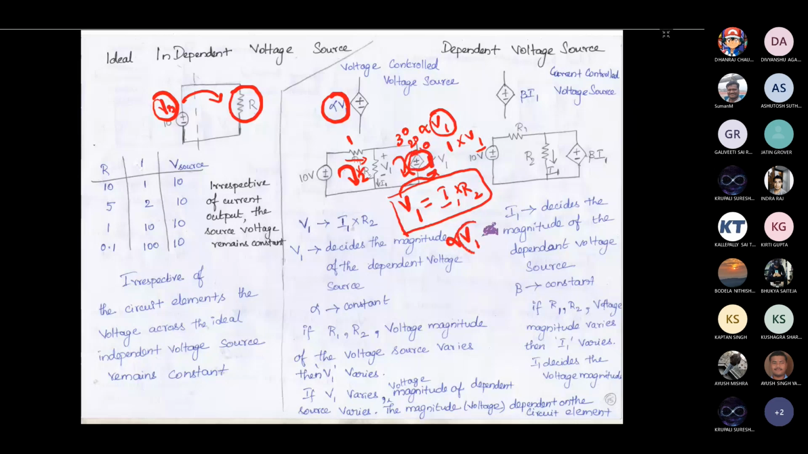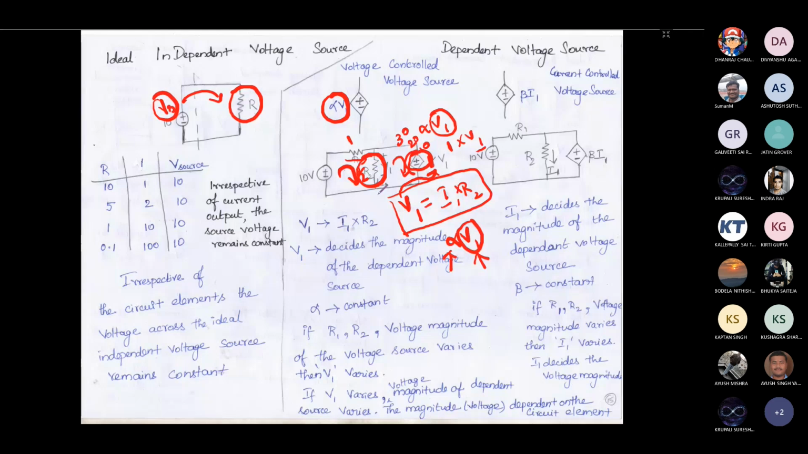That V1, this alpha is a constant, so you forget about it. So this V1 is completely dependent on some other parameter. Some other parameter means here this voltage is dependent on the resistor here, right? So that's why this voltage magnitude is dependent on some other circuit element. So this is a dependent voltage source. Dependent voltage source in the sense this voltage magnitude is decided by some other parameter's voltage. Okay, so it is a dependent voltage source.